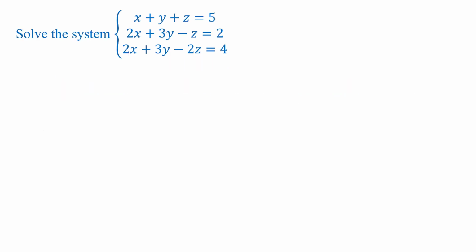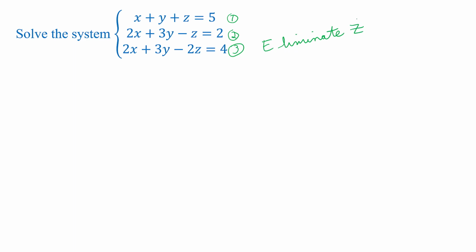And let's begin with the system x plus y plus z equals 5, 2x plus 3y minus z equals 2, and 2x plus 3y minus 2z equals 4. I will label these as equations 1, 2, and 3, and make a note to myself that I'm going to start by eliminating z. So just write eliminate z.